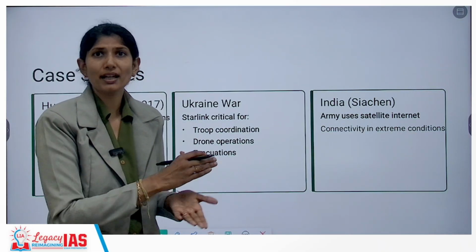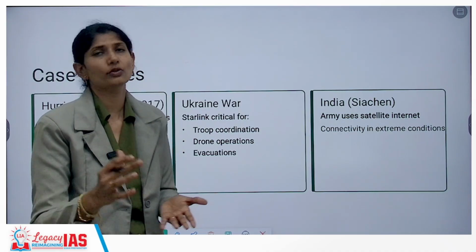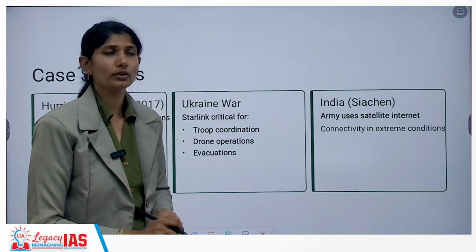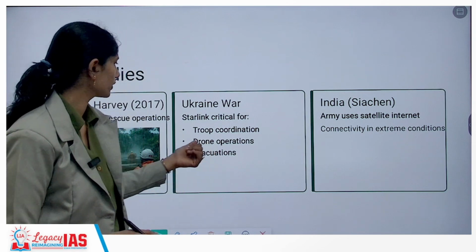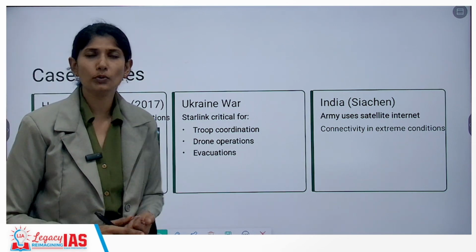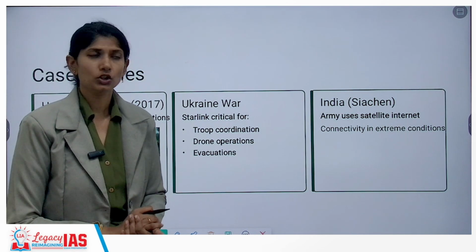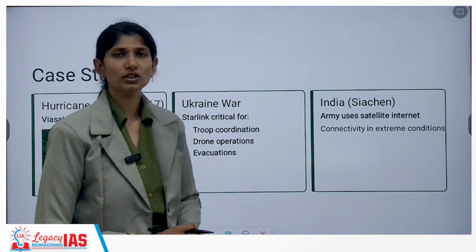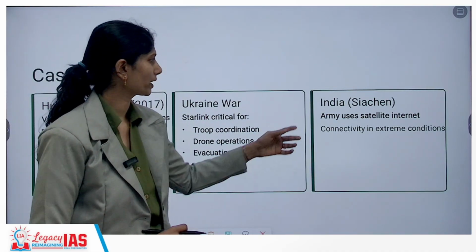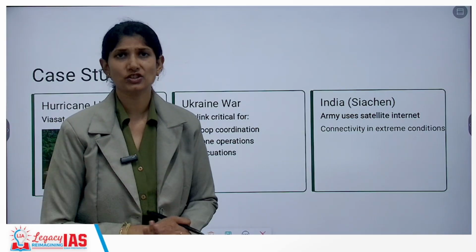because at this point in time in this region you cannot rely on physical infrastructure. Understanding? So during the war, this has proven useful for drone operations, evacuations, troop coordination. It has been very useful. Then India has also used it in the Siachen glacier for connectivity in extreme conditions.